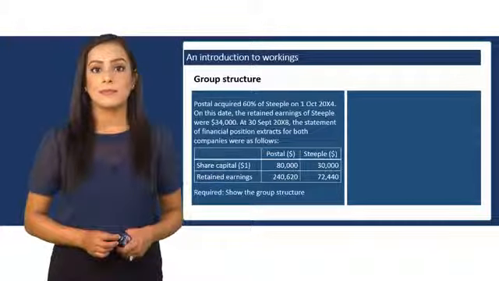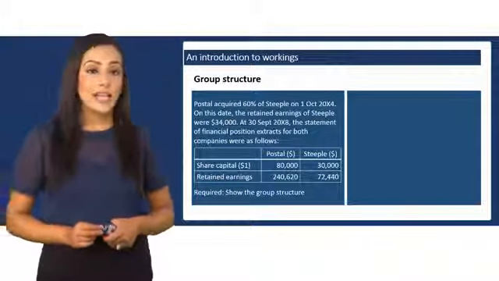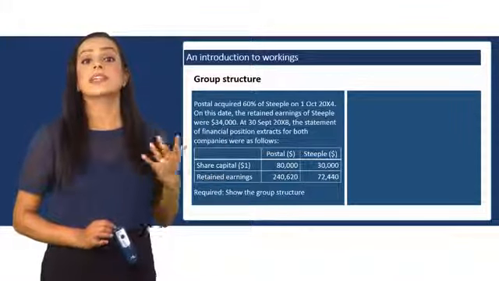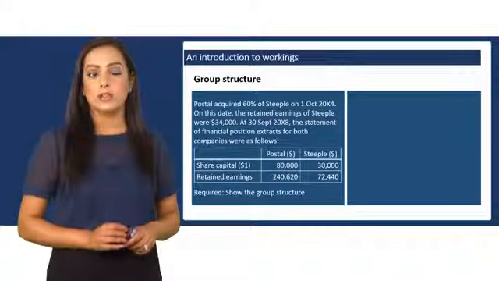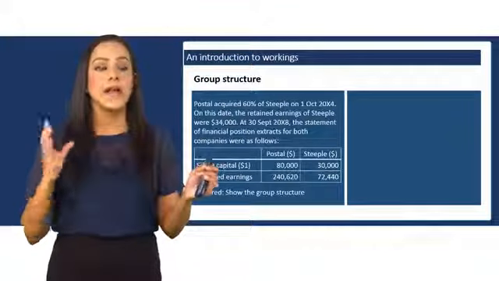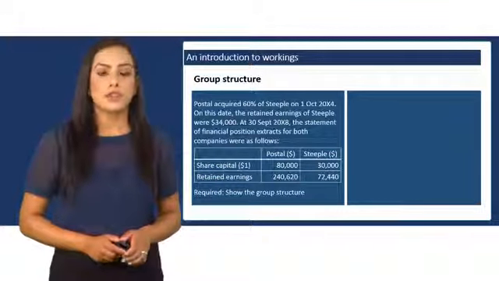And at September 18, a few years later, the statement of financial position extracts for both of the companies were as follows. So you're given the latest financial statement extracts. You're given the share capital and the retained earnings of Postal and Steeple. Required, show the group structure.